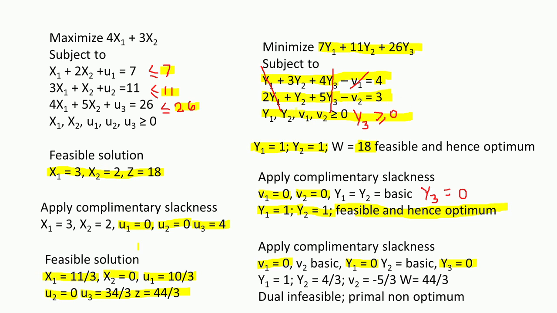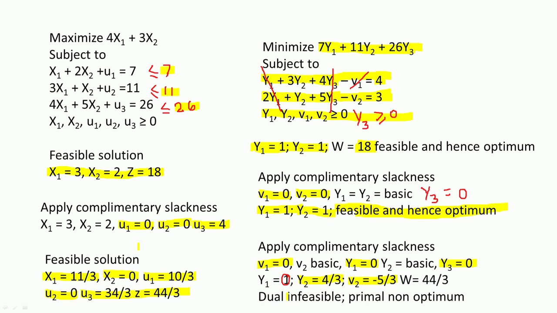From here, 3y2 is equal to 4, so y2 is equal to 4 by 3. Then I go back and substitute. So v2 is in the solution. So here I will have v2 is equal to minus 5 by 3, y1 will be 0. So y1 is 0 because u1 is in the solution. So y1 is 0, and I will have v2 is equal to minus 5 by 3 in the solution. And I have the same value of objective function, which is 44 by 3.